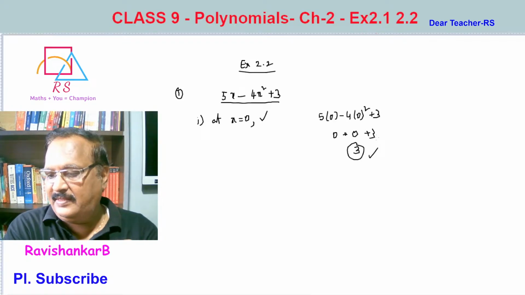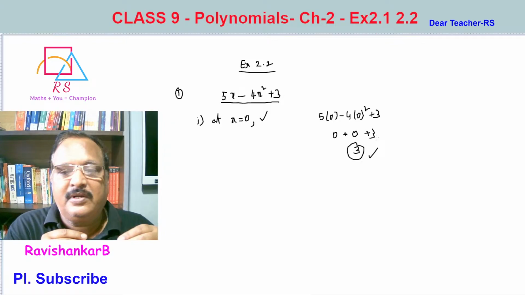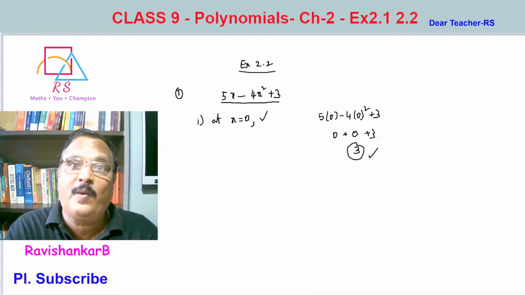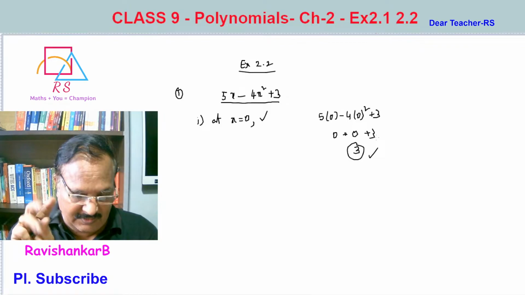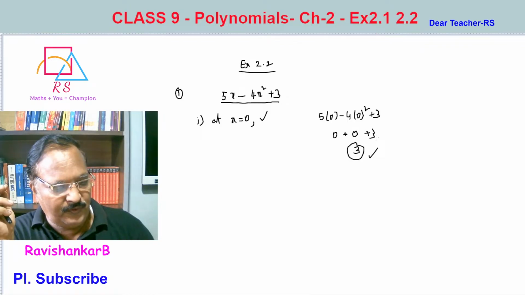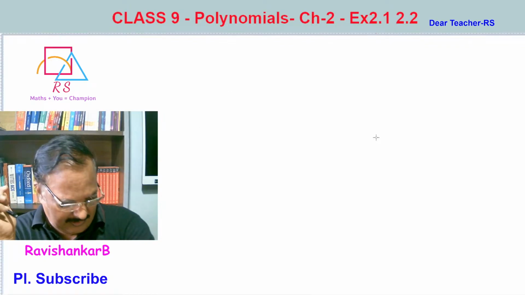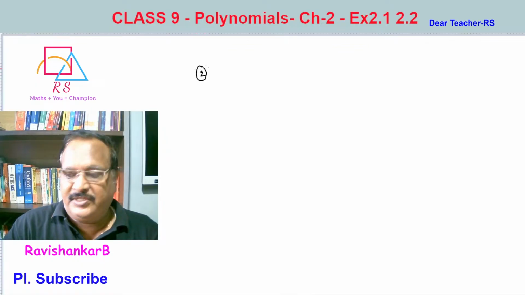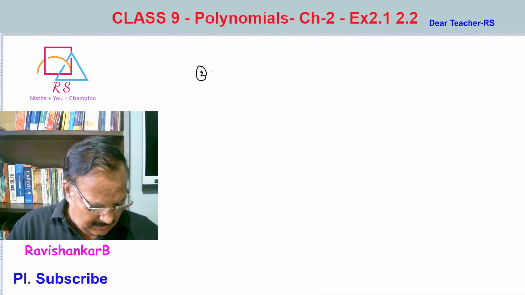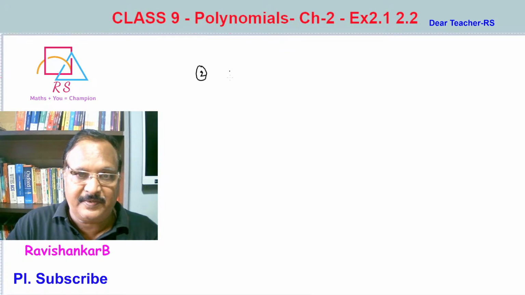This is how you have to find the value of the polynomial at a given value of the variable. He has given only one question with 3 bits. You can do the 3 bits. Let me go to the second question. Find P0. He asked us P0, P1 and P2.